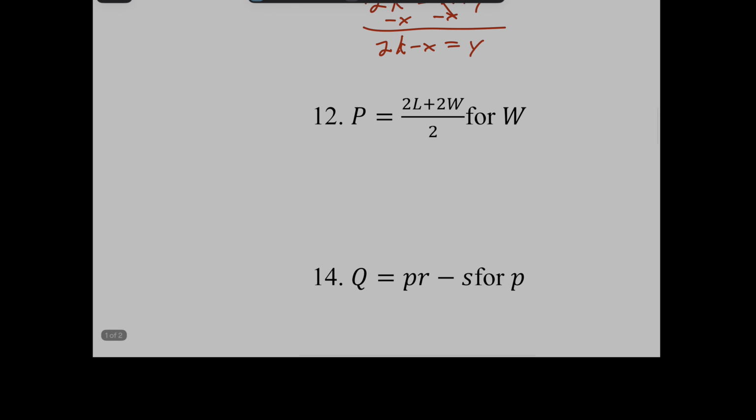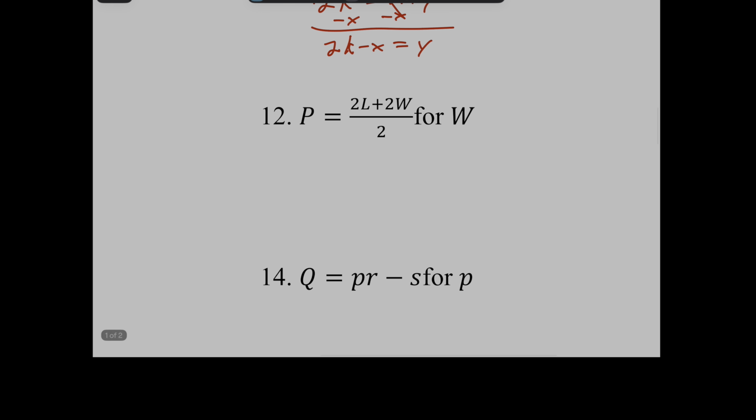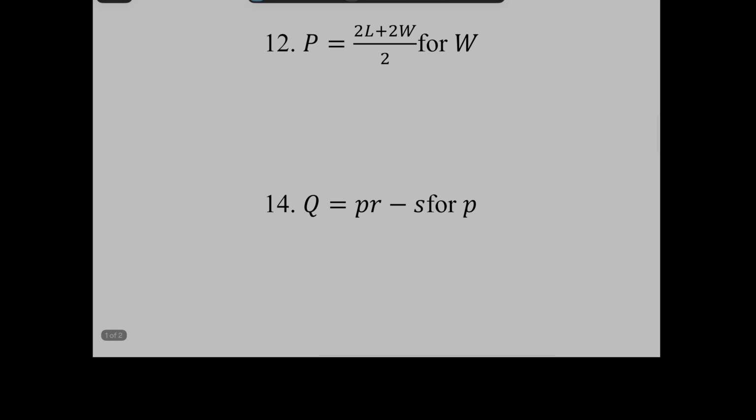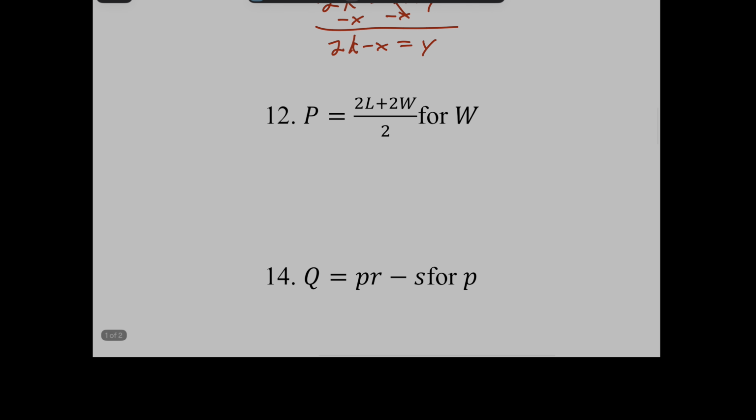Number 12, P equals 2l plus 2w over 2. Solve for w. All righty, let's go for this one. First of all, I have that denominator that I just want to get rid of. So just like what we did in the last problem, we're going to multiply each side by 2. 2P equals 2l plus 2w. Great, that's a good place to start. I want to solve for w, but I only have 2 terms. So I want to get rid of the l term, but I have to subtract it because it's being added.